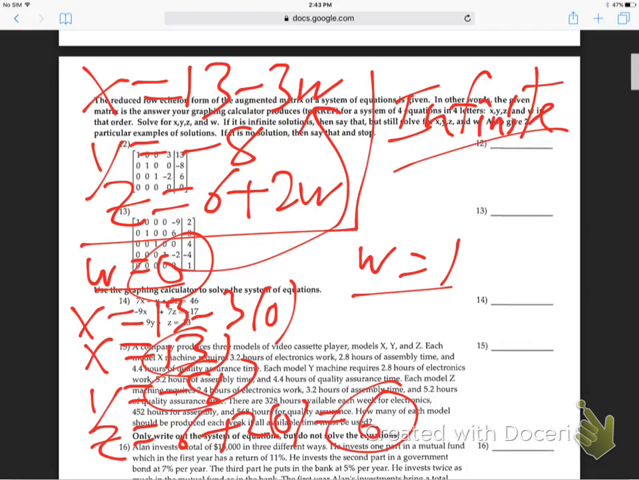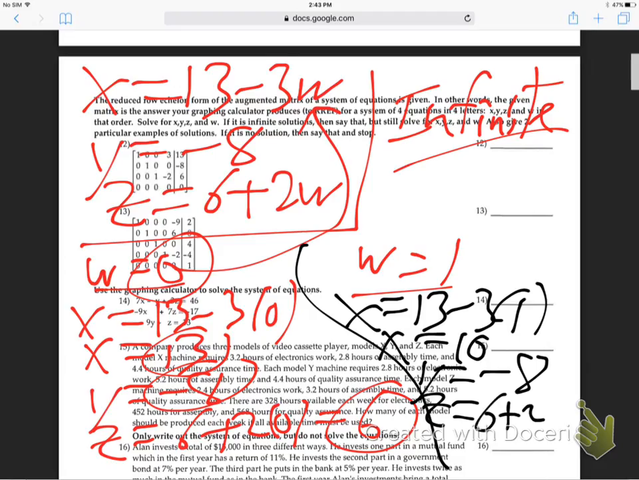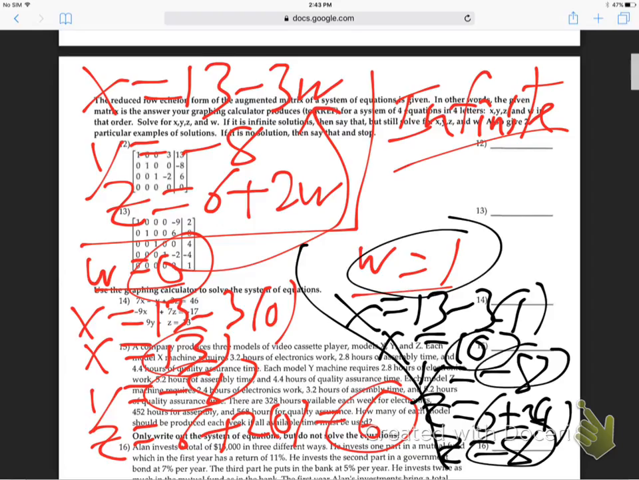I asked you for two particulars, so there's one. Then do it again with w is 1. So x is now 13 minus 3 times 1, so x is 10. Y again is always negative 8. Z, plug in 1, is 6 plus 2 times 1, so z is 8. So x is 10, y is negative 8, z is 8 for w equals 1. There's another set. See how it's infinite? See how you can just keep doing this and doing this? That's why we mean it's an infinite number of solutions.